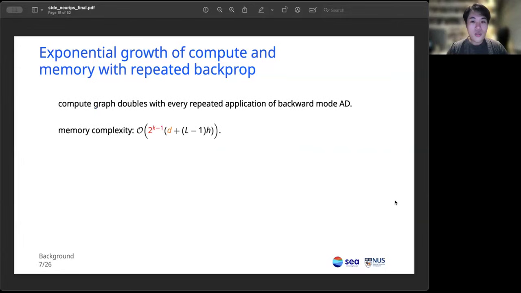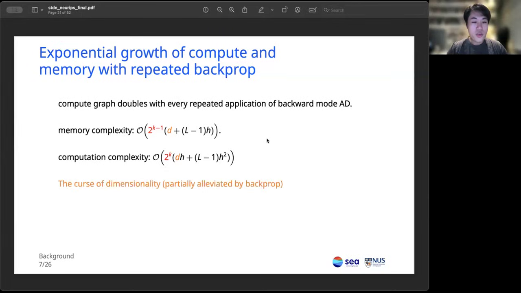Then we can do some quick asymptotic analysis. In terms of memory and compute, you can see that there's clearly exponential scaling in K as well, even though we're not computing the derivative tensor explicitly.